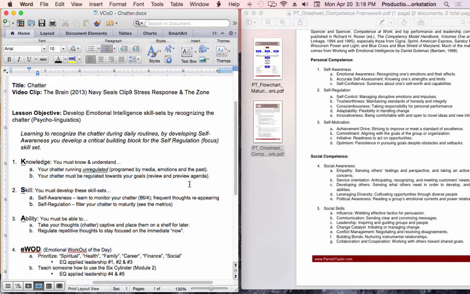So you've got a lot to deal with. Unregulated chatter, you must know and understand, is basically what you're getting. So you need to work some skill sets up here. Your chatter must be regulated, and the way you regulate it is you steer it towards your goals. And you're doing it on two agendas that we teach.